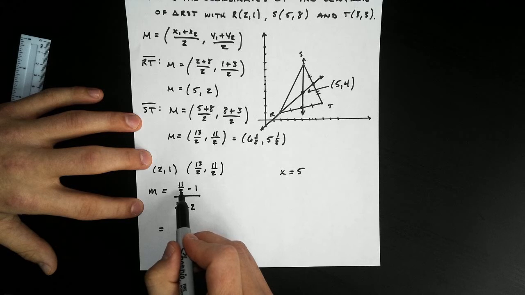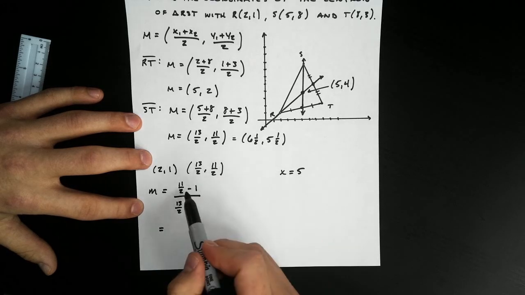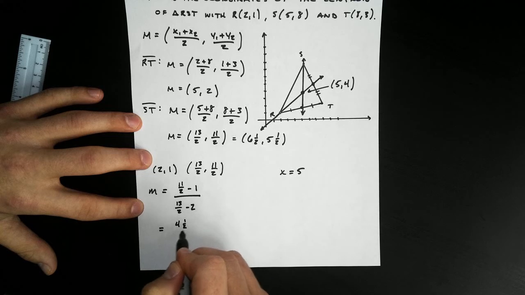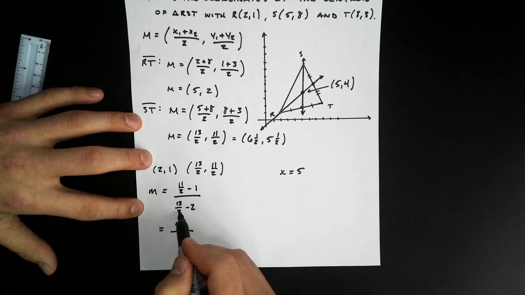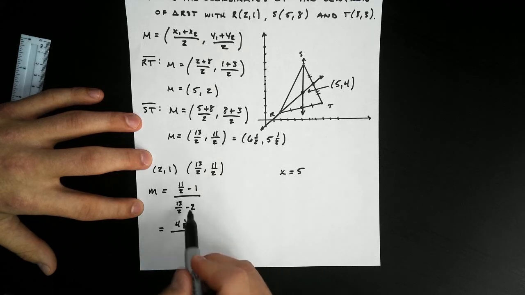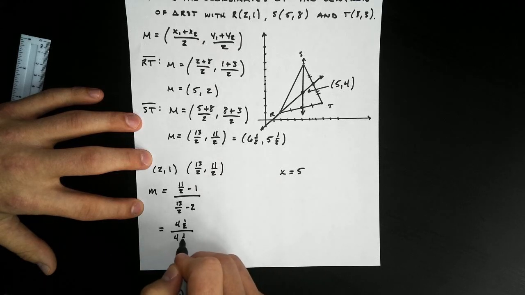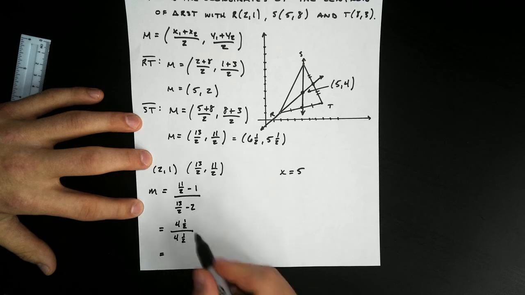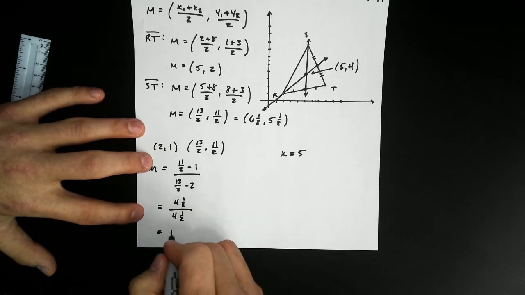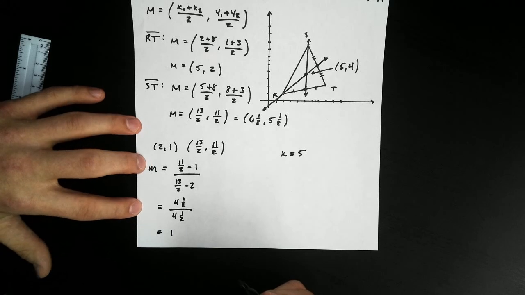11/2 is 5.5, minus 1 gives us 4.5. 13/2 is the same as 6.5, and 6.5 minus 2 we also get 4.5. Anything divided by itself simplifies to 1. So that line has a slope of 1.